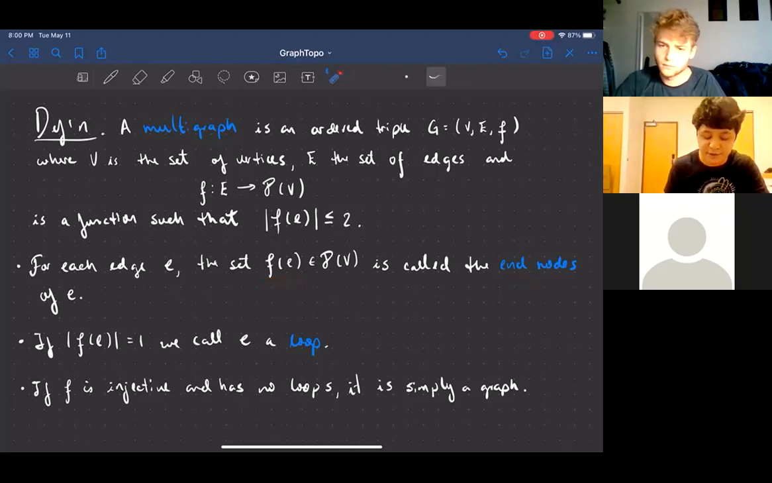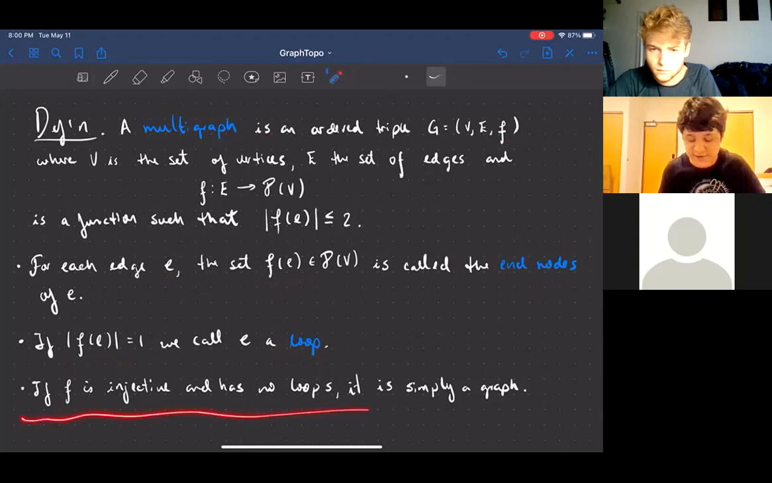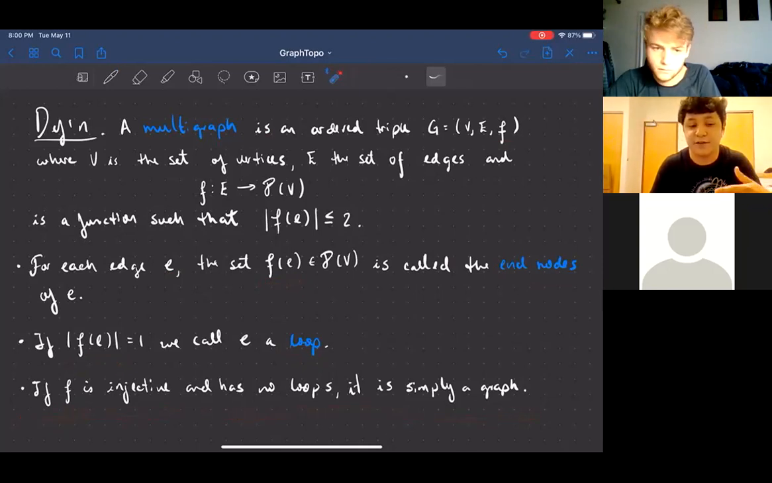and this element Fe will be called the end nodes of the edge E. If the cardinality of Fe is equal to 1, then we call that edge a loop. We will see why right away. And if the function f is an injective function and has no loops, then this is just the definition I gave in the beginning. So it is a graph in the original sense.